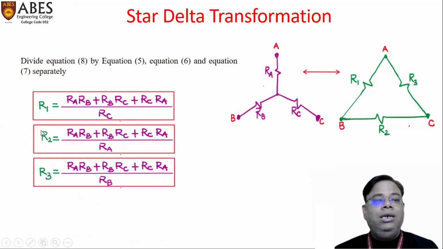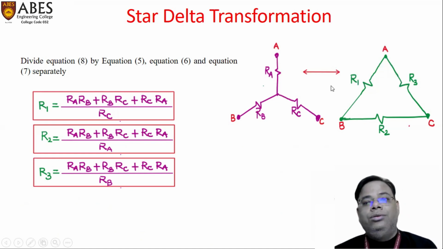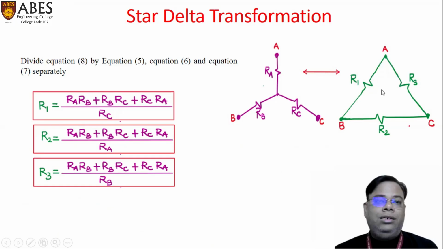As you can see here, R1, R2 and R3 are the delta connected resistances, and RA, RB, RC are the star connected resistances. By using these formulas, we can easily convert the delta connected resistances into star connected resistances, or the star connected resistances into delta connected resistances. This is our star delta transformation.